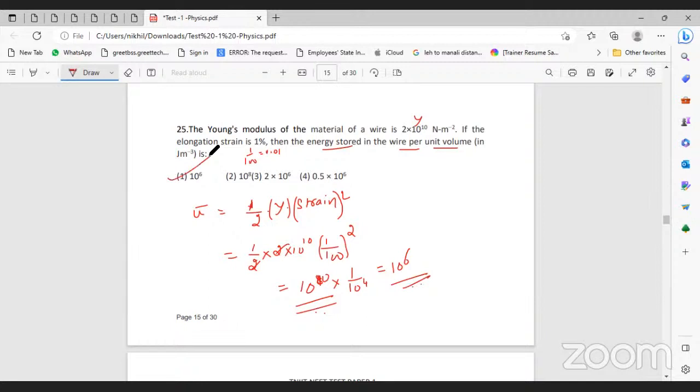Energy density per unit volume is half times Young's modulus into the strain square. Half into 2 into 10 power 10. Strain squared is 1%, that is 1 by 100, that is 0.01 square. So it will be 10 power 10 into 1 by 10 power 4, that is 10 power 6. So option 1 is the right answer.